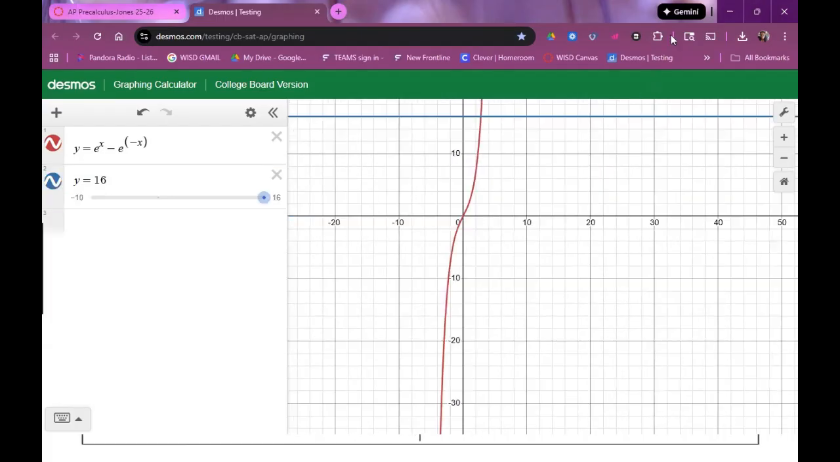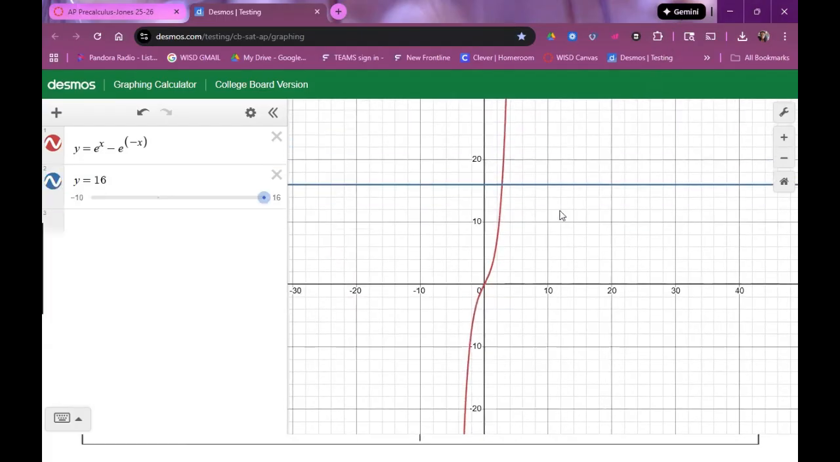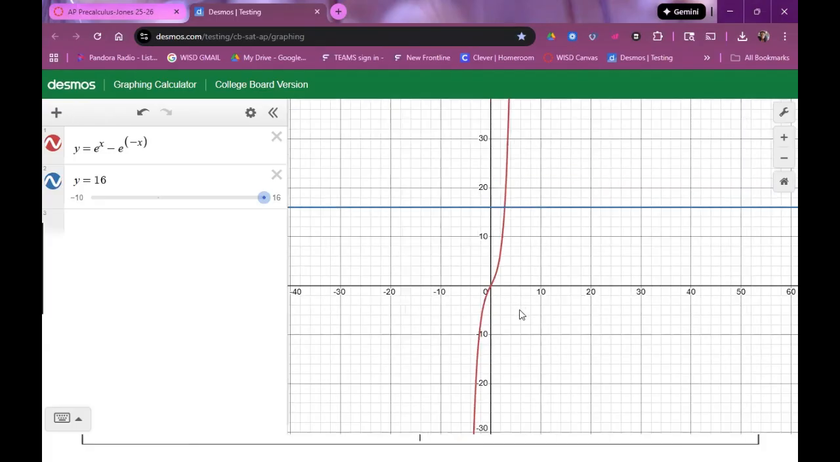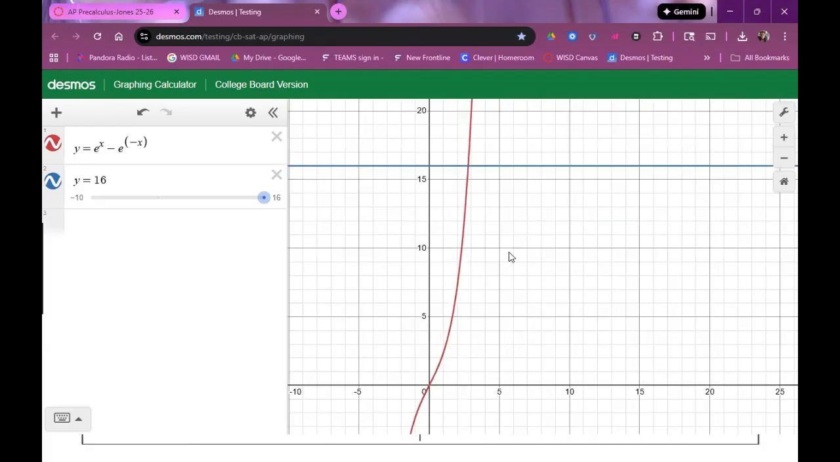I'm going to zoom out. And as you can see, it's almost a curved line, a slightly curved line. At first, you may think it was linear, but it's not. And bam. We get that it's approximately 2.776. All right. Still with me? Questions, comments, concerns about calculator?